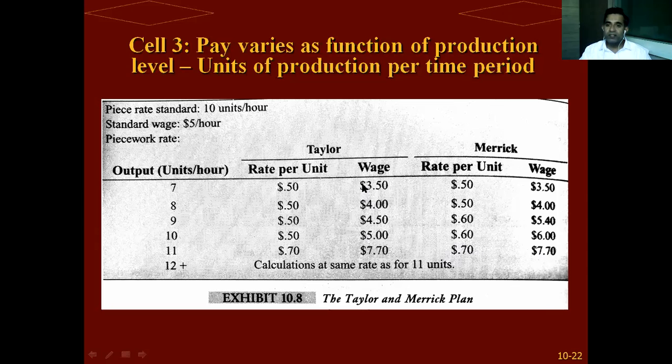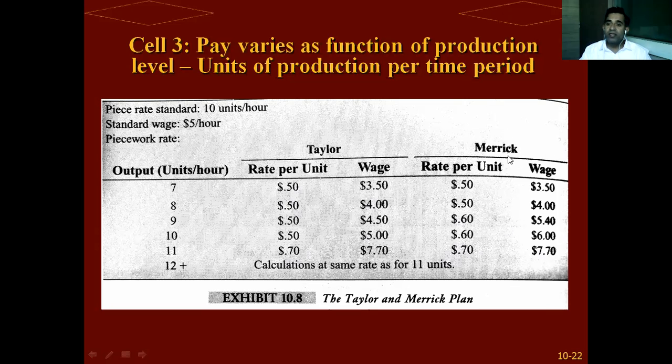So the only difference is that in Taylor differential piece rate system, two rates are used. One for those employees who meet the standard or less than standard, that is half a dollar per unit, and another rate for those employees who exceed the standards, who produce more than 10 units per hour, it is $0.7 per unit.